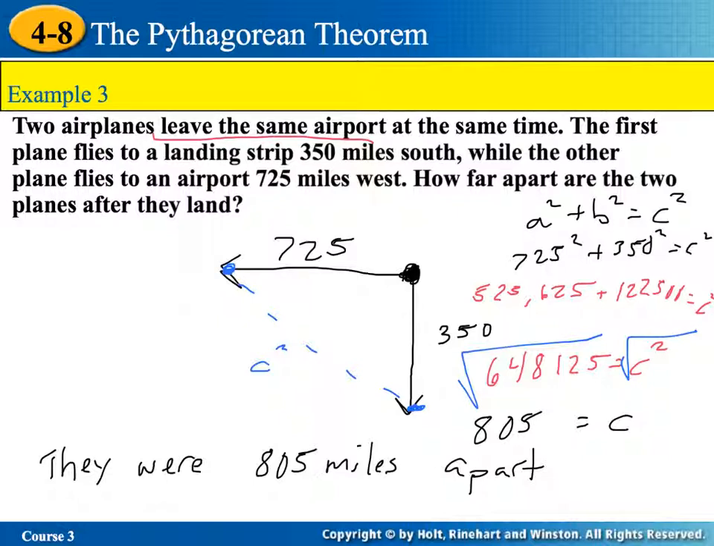Again, I just drew a little diagram. Sometimes drawing a little diagram helps, and it helps out a lot because you can visualize that right angle or that right triangle. Okay, that's all I have for you today. It's just the Pythagorean theorem.